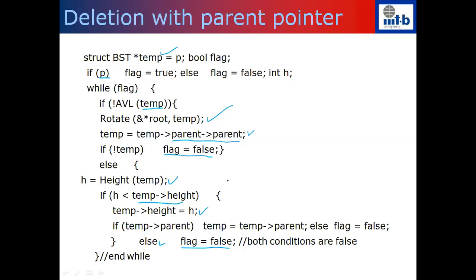So one is that after you do the rotation, you want to go to the parent pointer. If the parent pointer is null, then you can't go further. Or after you update the height, you try to go to the parent. When you try to go to the parent, there is no valid parent pointer. That means it's a root. In that case, you terminate. Or the while loop ends if the AVL property is true and the height of the node that is presently right now is not decreasing.